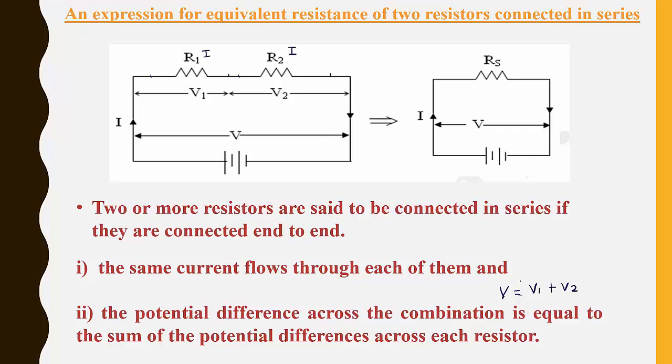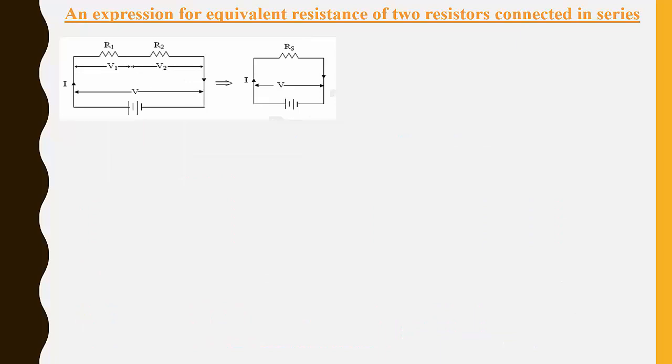Before deriving an expression for resistors connected in series, we should remember these 2 points. This is very important. What is the first point? Current through each resistor is the same. We have common current through the resistors. And the second point is that the potential difference across the combination is divided across each resistor. Now let us derive an expression for resistors connected in series. Here we considered two resistors R1 and R2. They are connected in series.